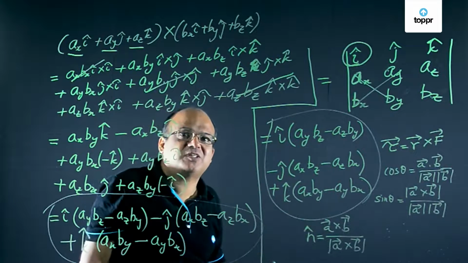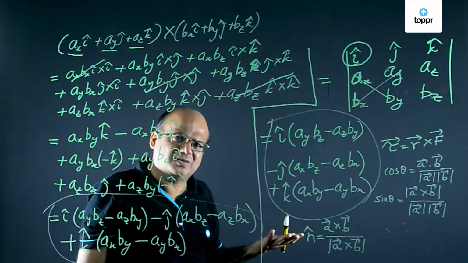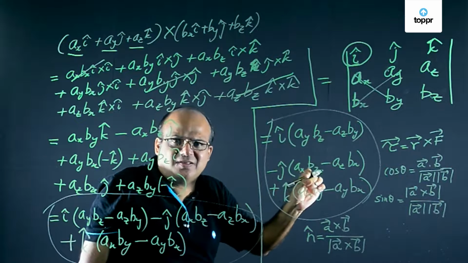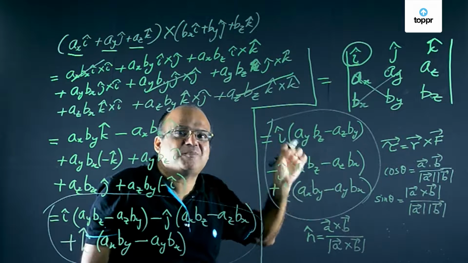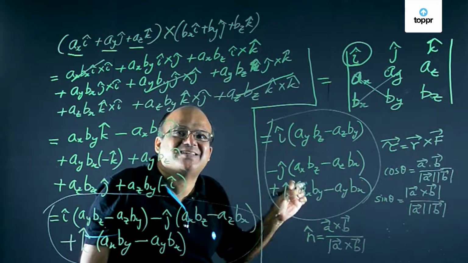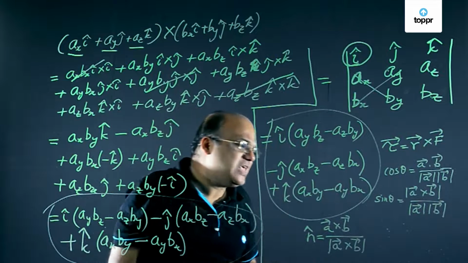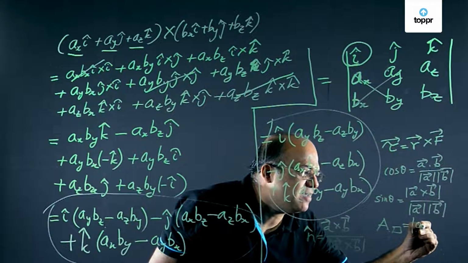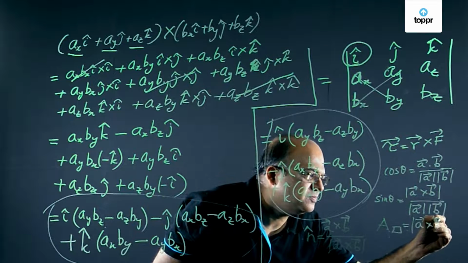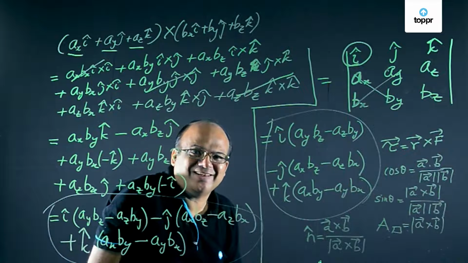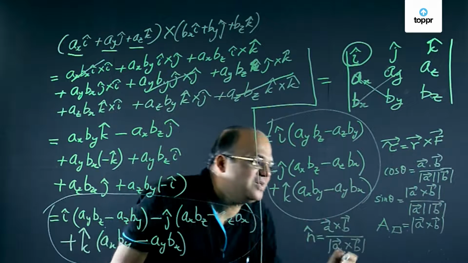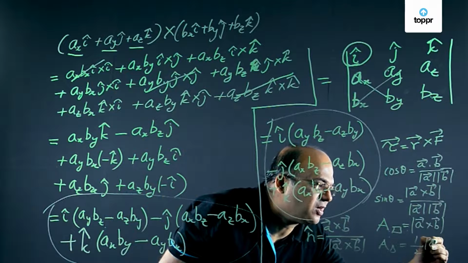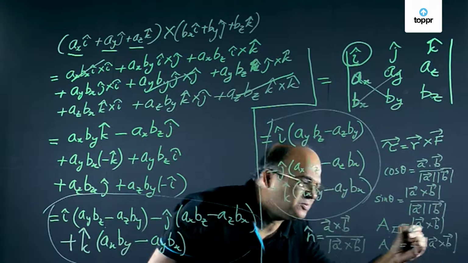As we know, cross product is perpendicular to both the vectors. A vector cross b vector, magnitude of this gives us the area of a parallelogram whose adjacent sides are a vector and b vector. So area of a parallelogram will be equal to magnitude of a vector cross b vector. How to find area of a triangle? Triangle is just half of the parallelogram. So area of a triangle is half magnitude of a vector cross b vector.